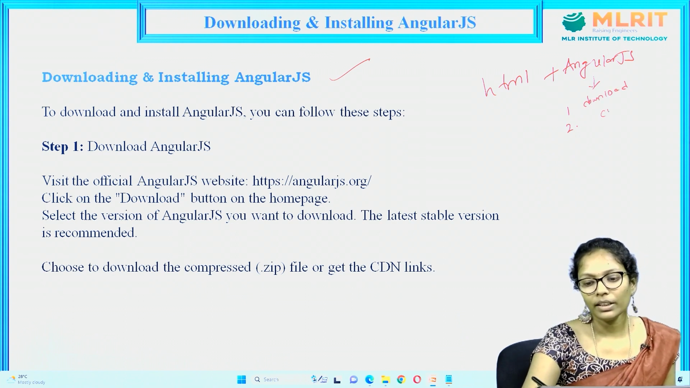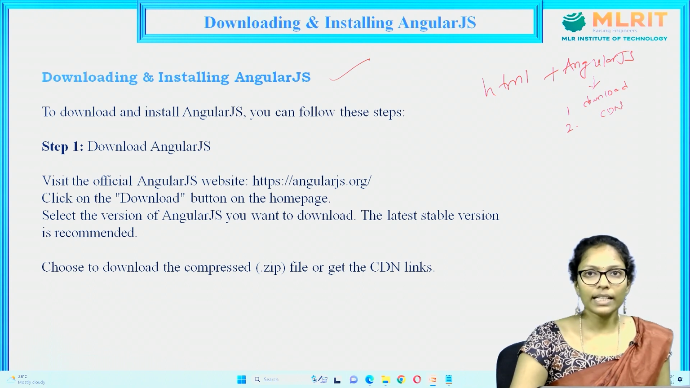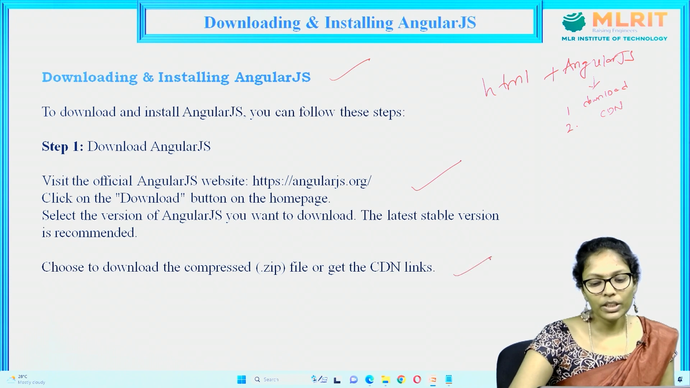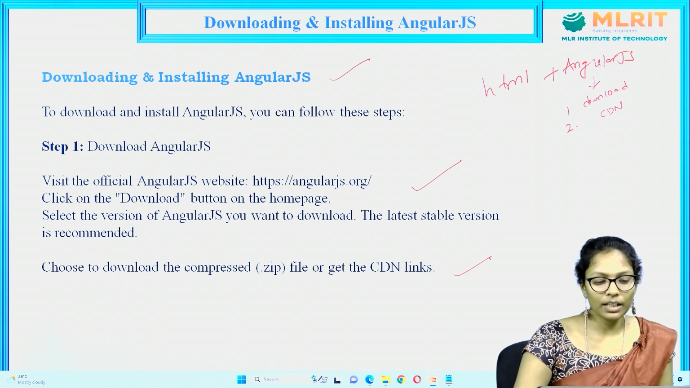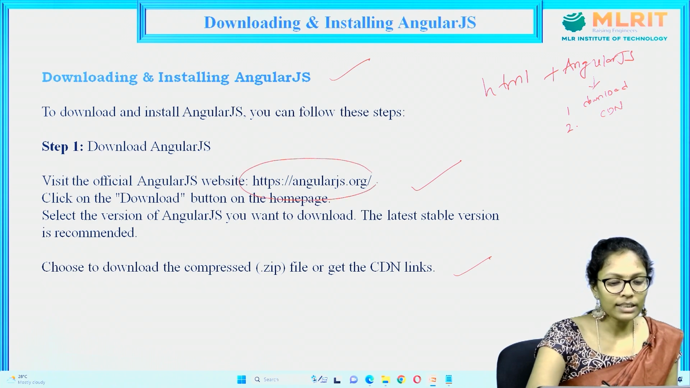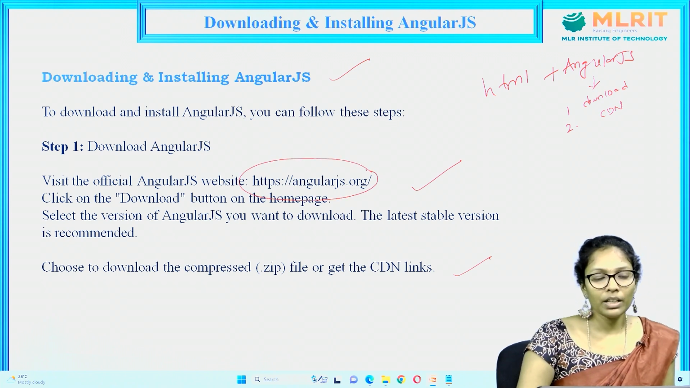And the second one, you can directly use the CDN links. So you can download this using this first process. You can use the CDN links. That is the second process. How to download that? You can download the AngularJS library from this website, angularjs.org.